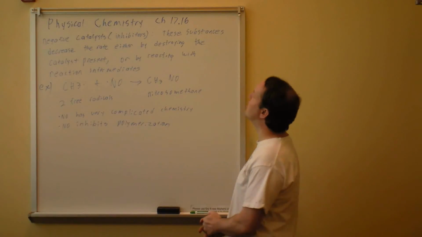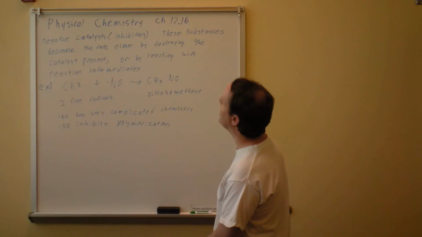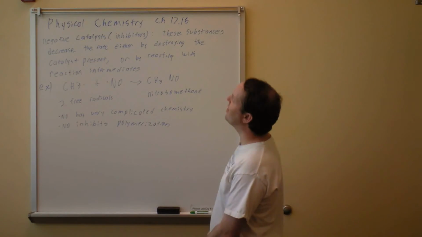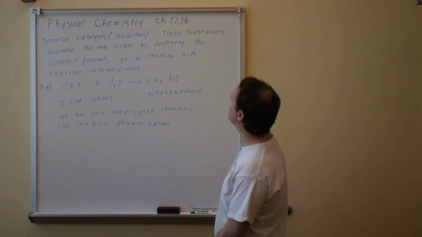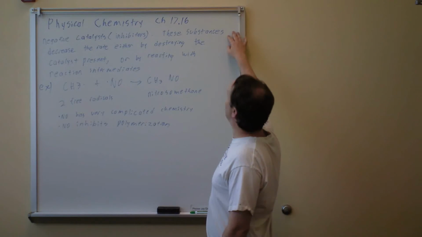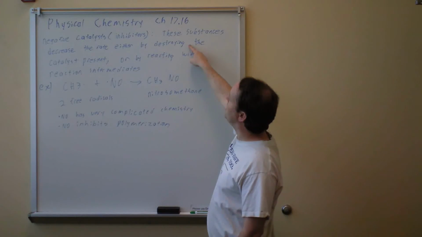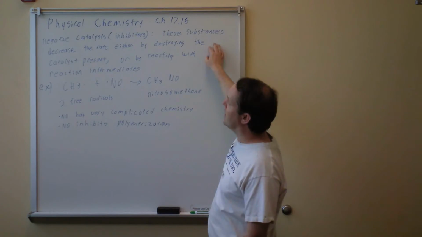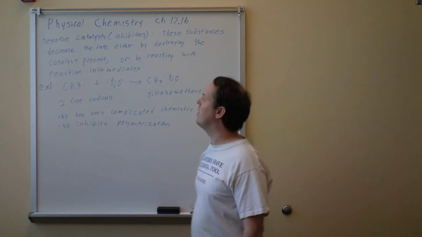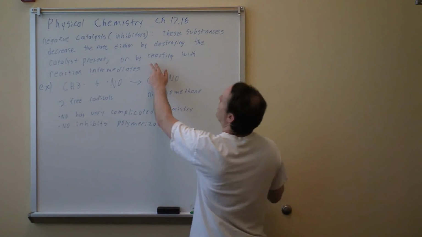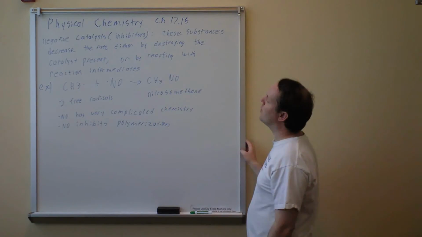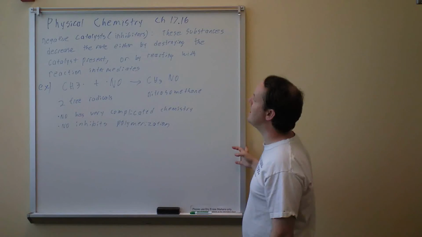Continuing on physical chemistry, chapter 17, section 16, there is such a thing as a negative catalyst or an inhibitor. These substances decrease the rate. There's a couple different ways this can happen. One, they can just destroy a catalyst, so effectively reducing the rate that way. Or two, they can react with reaction intermediates.